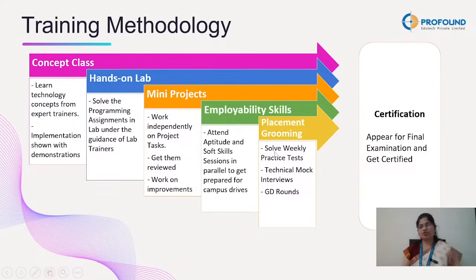Then placement grooming. Solve weekly practice tests, with technical mock interviews and GD rounds. We have frequent and rigorous placement grooming sessions, in which we conduct practice tests, technical mocks, and GD rounds. After completing all these things, you will appear for a final examination and get a certificate. Whether you go for the data science, Java, or testing track, you will be a certified tester, developer, or data science engineer.